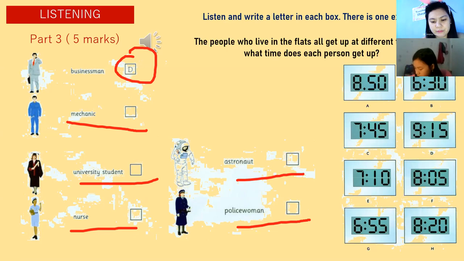The policewoman who lives in the downstairs flat goes running before she goes to work. She gets up at 5 to 7 every morning. I hear her in her kitchen sometimes. Making coffee? I don't know. There's another person who gets up earlier than me. She's a nurse, so she has to be at the hospital at 7:45. She gets out of bed at 7:10. She told me. Is she nice? Yes, I like her a lot.